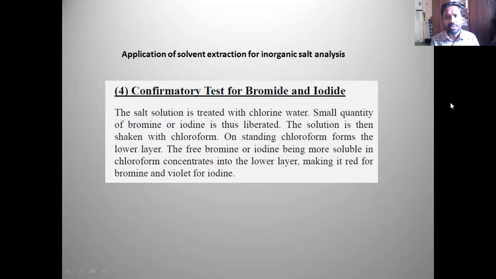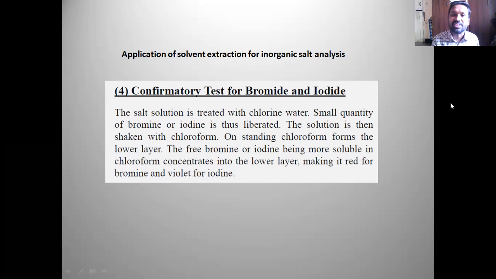I think you have done this in your PUC also. How do we do a confirmatory test for bromide, Br minus? So what is the preliminary test for bromide? You take the salt and add concentrated H2SO4. You get reddish brown, or orange, fumes. Then you get the bromide preliminary test.